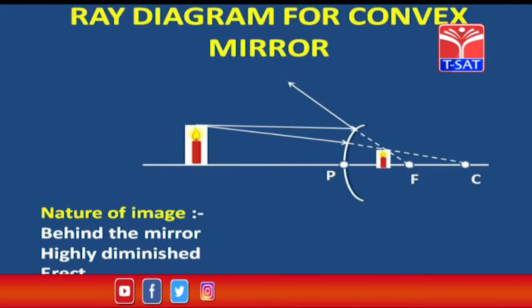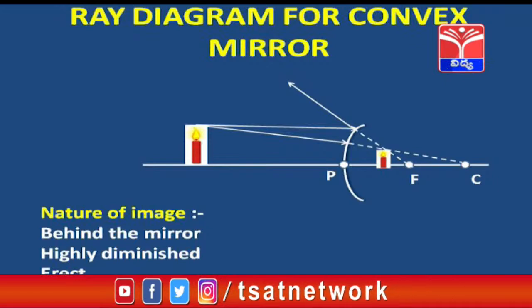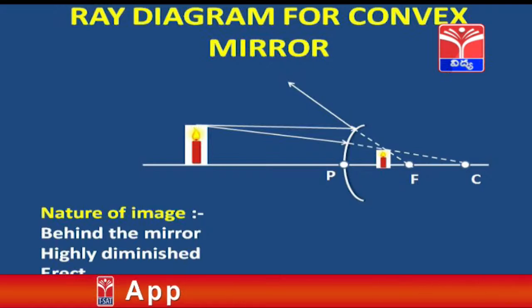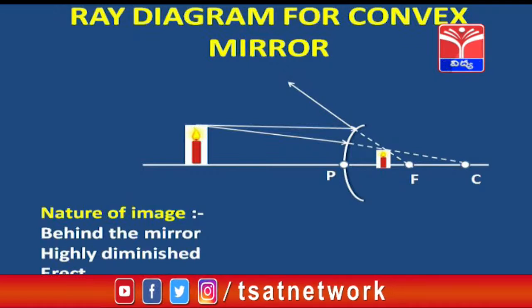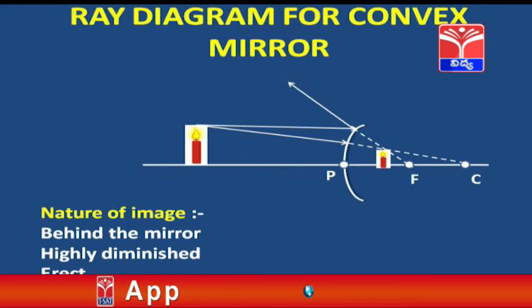The convex mirror, principal axis, pole, focus. You can see, children, it is behind the mirror, and the center of curvature. The object is placed at any position. A ray parallel to the principal axis is reflected such that it appears to be coming through the focus.